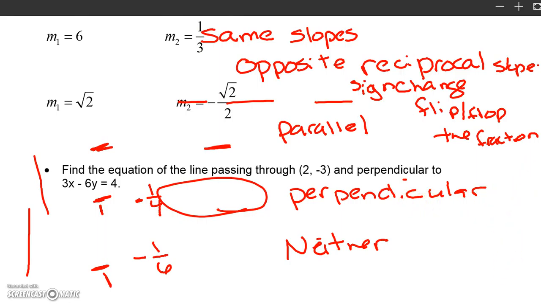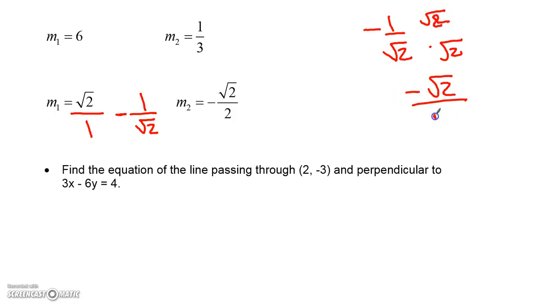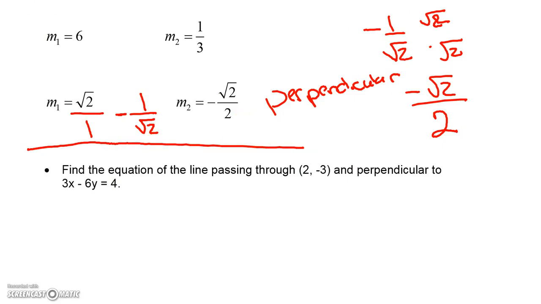If we look at this one, this would be over 1. If we flip it, we get this and change the sign, but we can't leave it like that. We have to multiply by the square root of 2, which gives us the negative square root of 2 over 2. So yes, they are perpendicular. So I'm going to stop this video and make a part 3.